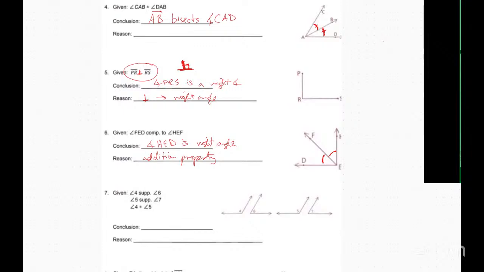Yes, sir. So number 7, it says given angle 4 is supplementary to angle 6, angle 5 is supplementary to angle 7, and angle 4 equals angle 5. They're telling you that 4 equals 5.